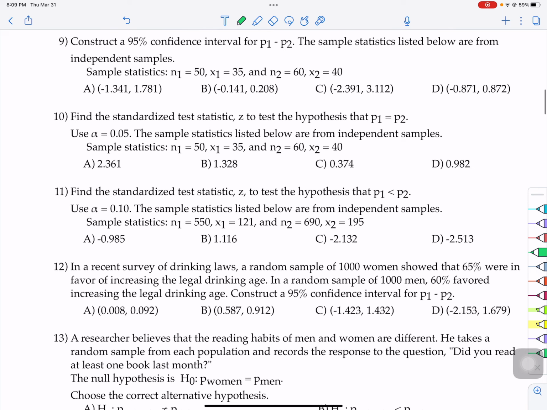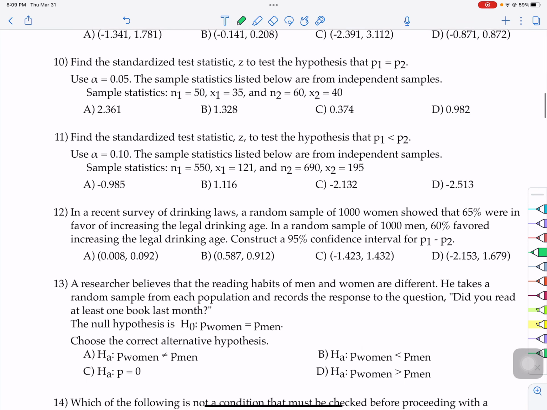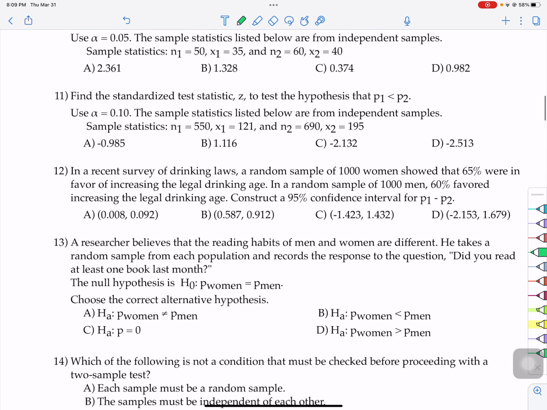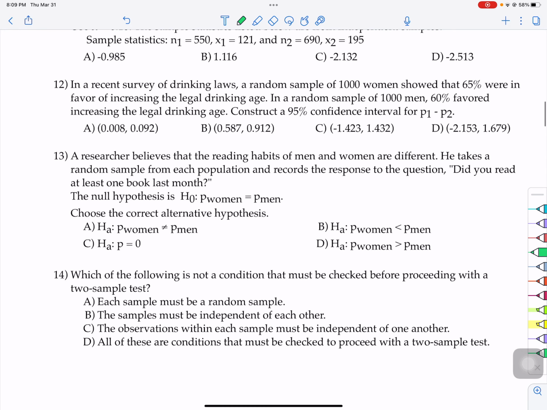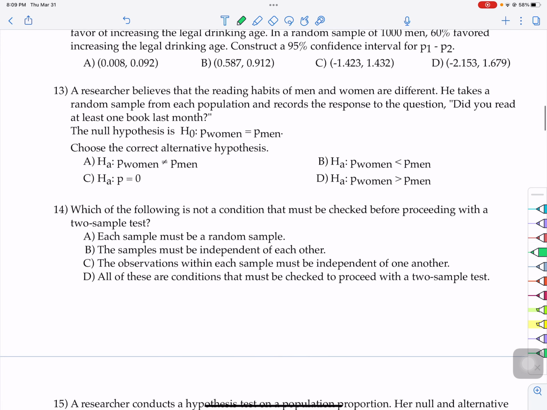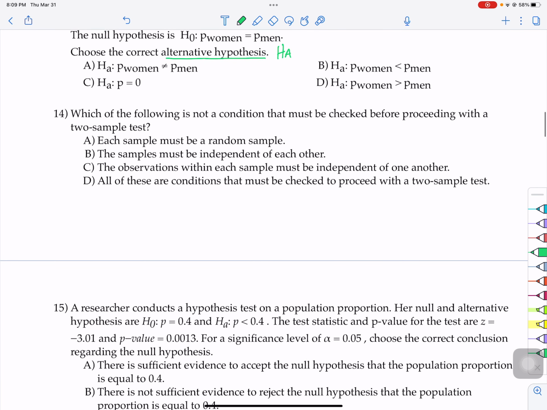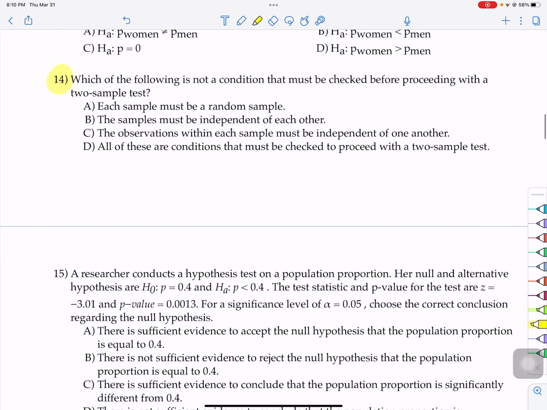Then you will be constructing confidence intervals, and that will be throughout this review. Also here coming up with sample statistics, so finding Z from the test. There's some more confidence intervals. There we will be finding the correct alternative hypothesis, finding HA. And then conditions. So I might want to highlight number 14. Make sure you read through number 14 and understand the correct answer.